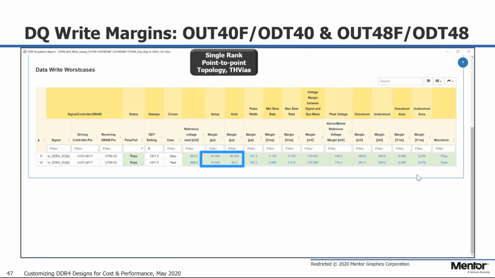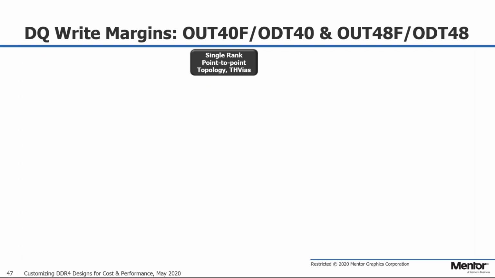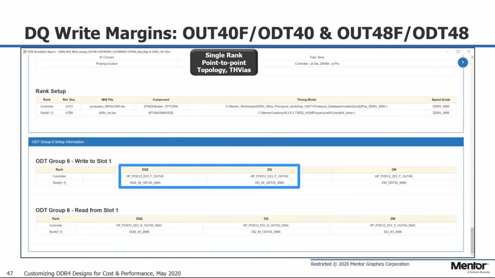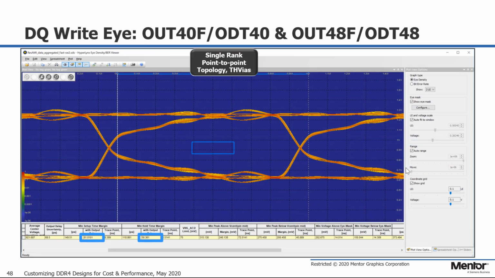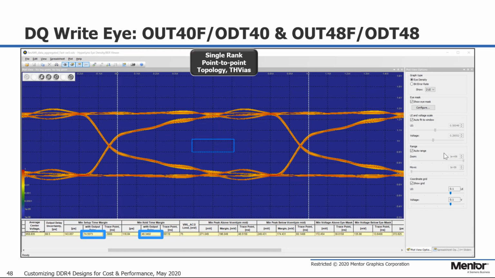Another case that passes all requirements is the ODT6 case, but the margins are slightly less than the previous case. The ODT6 case uses the fast slew rate driver with drive strength of 48 ohms. We can take a look at the eye diagram with the mask already placed. This eye uses the fast 40 ohms driver, and this one uses the fast 48 ohms driver, and note the slightly reduced margins.